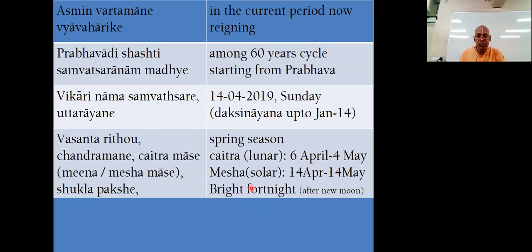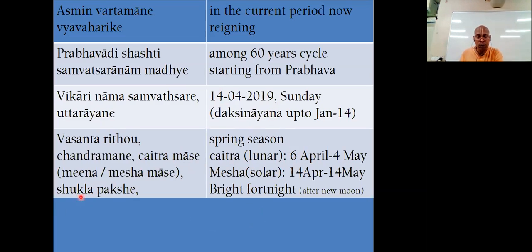According to Suryamana, the sun is in Meena Rashi, and the month is called Mesha. And it is Shukla Paksha. It is still only the 9th day.